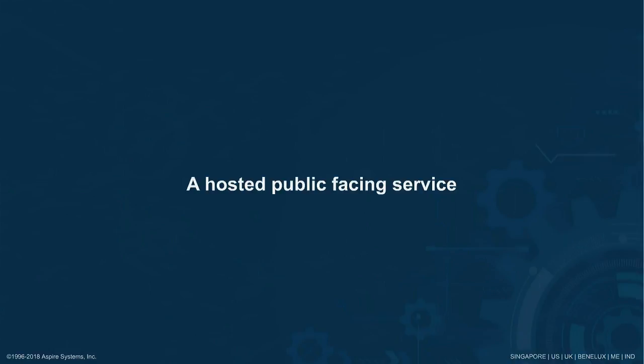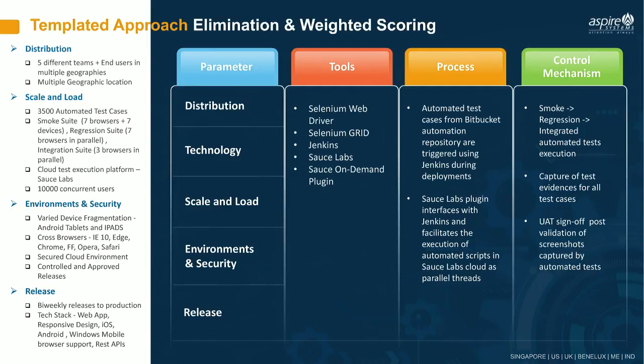So here we go with the first use case, which is a hosted public facing service, and how the templated approach helped in deciding the desirable toolkit, which has all the features that we discussed in the previous slide, and take it to a solution for implementation right away in production while we were implementing continuous testing for the continuous delivery model.